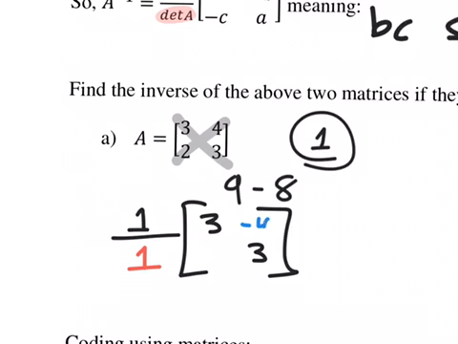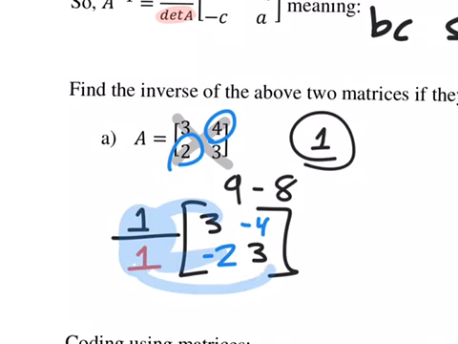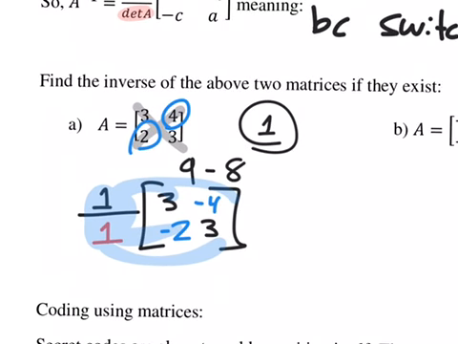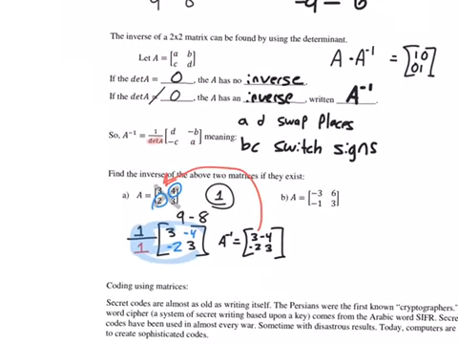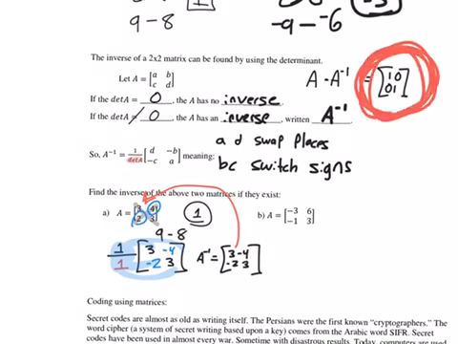And then the B value grabs a negative sign, and the C value grabs a negative sign. Okay. All right, now normally we need to multiply this in and distribute it to all, but it's a 1 over 1, which is just a 1, so it's not going to change anything. So our final answer here, our inverse of A, would just be the 3, the negative 4, the negative 2, and the 3. So if you took this matrix and you multiplied it by that, they would become this identity matrix here.